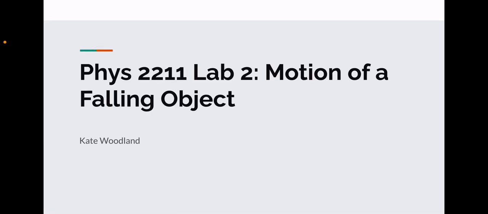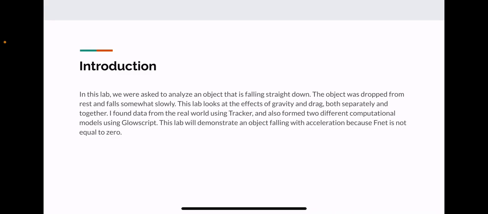This is Physics 2211, Lab 2, Motion of a Falling Object. In this lab, we were asked to analyze an object that is falling straight down. The object was dropped from rest and falls somewhat slowly. This lab looks at the effects of gravity and drag, both separately and together.